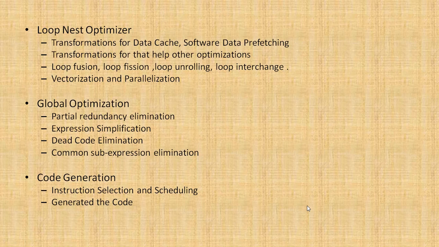Then comes the loop nest optimizer. This loop nest optimizer basically prefetches the data for optimality, reducing the time, and it also helps in loop fusion, loop fission, loop unrolling, loop interchange. Loop fusion means that some adjacent loops are fused together to reduce the overhead and improve the performance or the runtime.